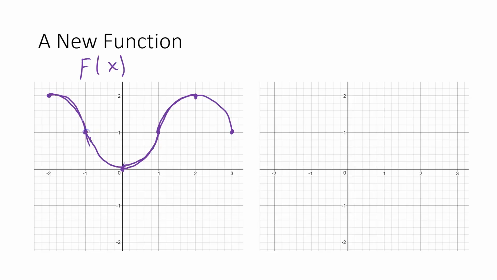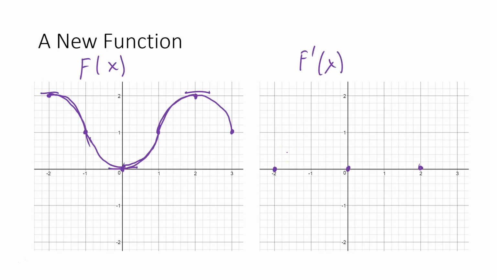So now what I want to think about is, if this is what F of x looks like, what would the derivative of that graph look like? Well, let's plot our zeros first. It looks like there's a horizontal tangent at 0 and at 2. So let's plot those. It also looks like we have a horizontal tangent at negative 2, even though it's right at the edge of the graph there.